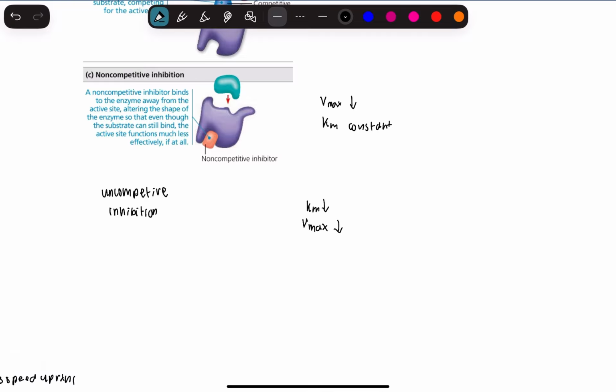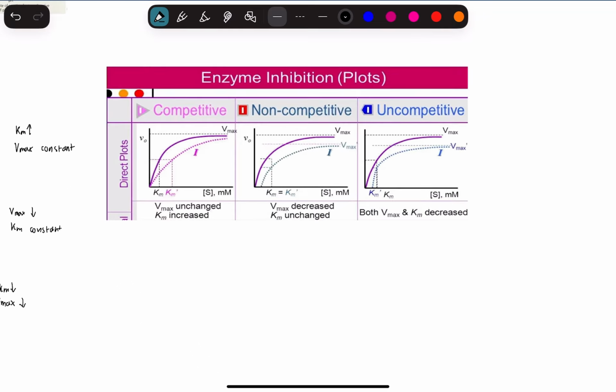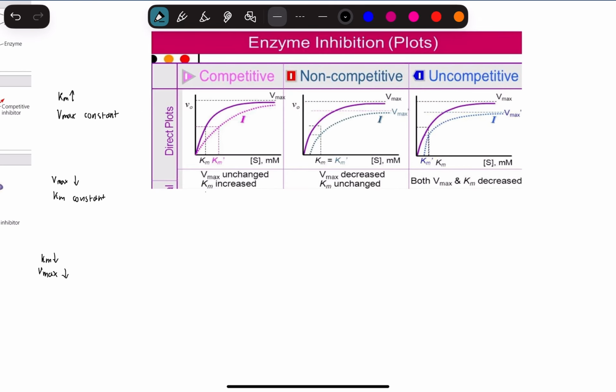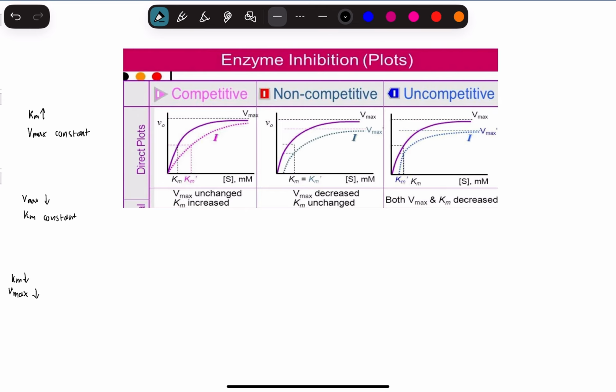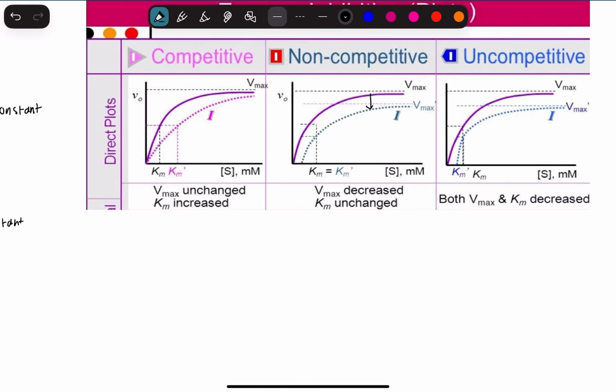Okay. Now we can see in more detail the graphs of the enzyme inhibition plots here that we just described. So competitive, we have Vmax is unchanged and Km is going to be increased when we're looking at the Michaelis graph. And then we see that for the non-competitive, Vmax is decreased, so the curve shifts down, but the Km is unchanged. So here what we saw was the Vmax was unchanged and the Km was increased. So we see that it kind of goes this way.